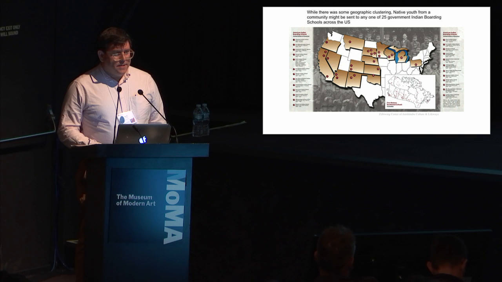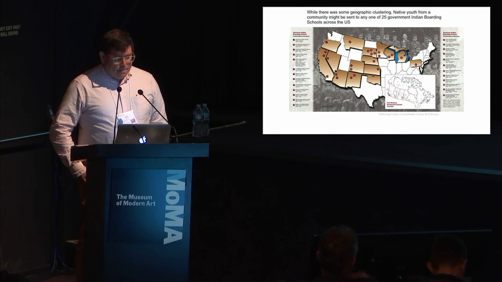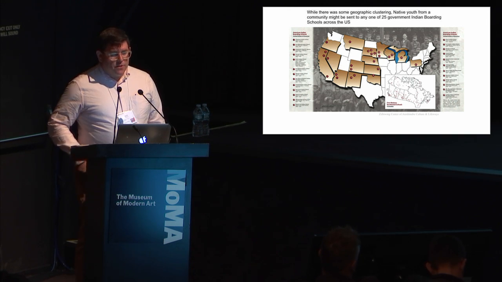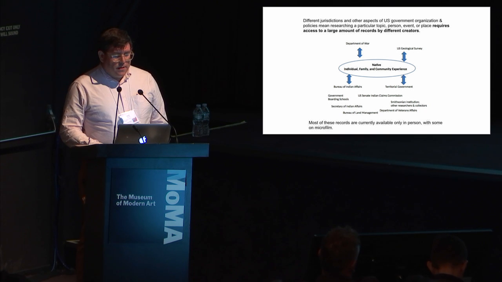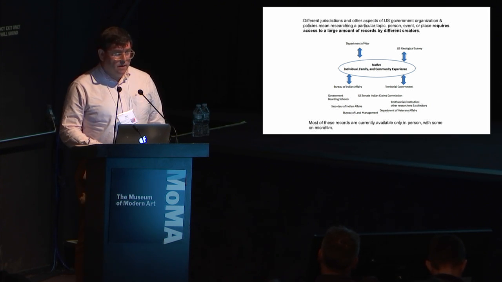So this is a map indicating where Native youth might be sent to particular boarding schools. So there's a clear geographic clustering, but really there was the possibility of Indian students being sent to any of these boarding schools. Because of this, different jurisdictions and other aspects of government organization policies mean researching a particular topic, person, event, or place requires access to a large amount of records by different creators.